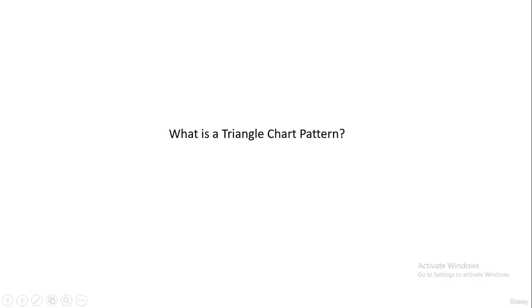This pattern usually signals the continuation of the old trend, and if you can recognize it, it can be very helpful in observing the price action. So let's start. What is a triangle chart pattern? A triangle pattern is a price formation that signals a potential trend continuation.